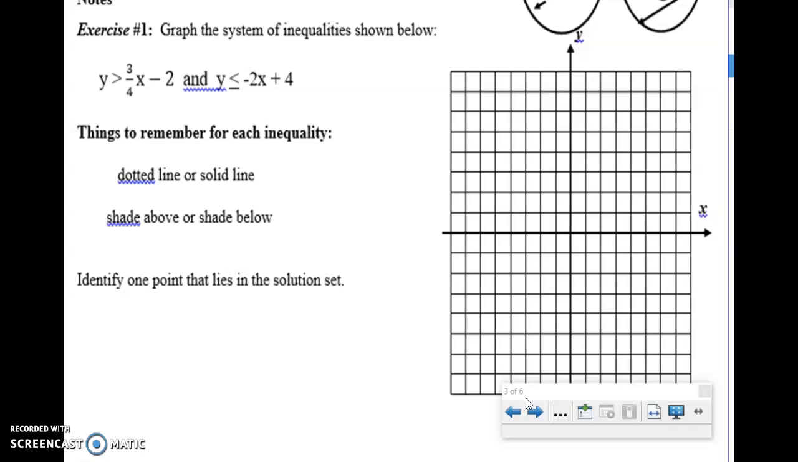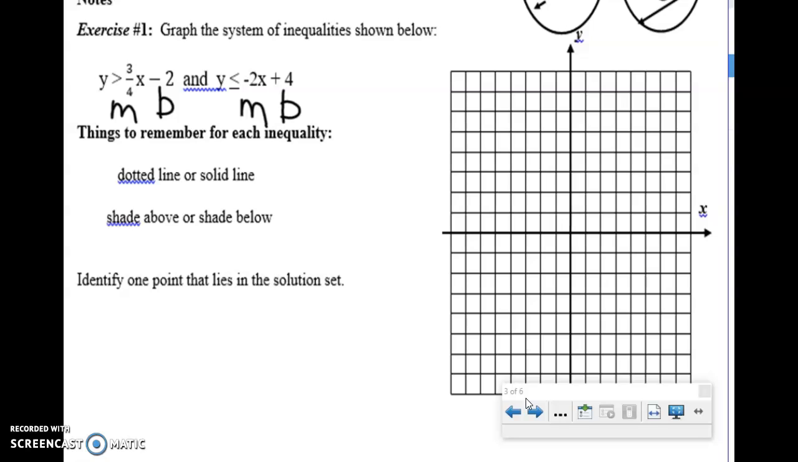So if we are given two inequalities, things to remember: dotted versus solid lines for each of them, and shading above versus shading below. We also might want to make sure we always identify the slope and the y-intercept. And if you want to look at the completed notes, go ahead and do that. If you're taking these, just let me know if you need more time. But the first one starts at -2.